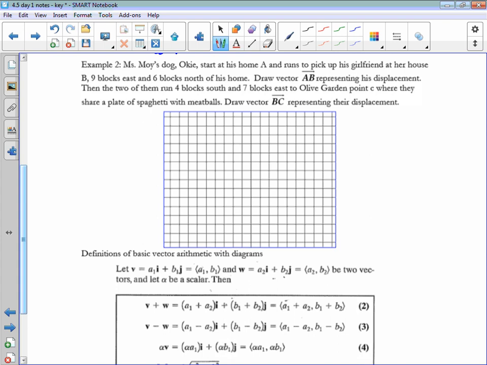So you get to pick wherever you want A to be. I see from A he's running east and north, so I probably want to start somewhere on the left-hand side of the graph for my point A. So I'm just going to pick, say there's A. That is Oki's home. Okay? So 9 blocks east and 6 blocks north. What does that mean? Yeah, you're literally just counting 9 blocks to the right and then 6 blocks up.